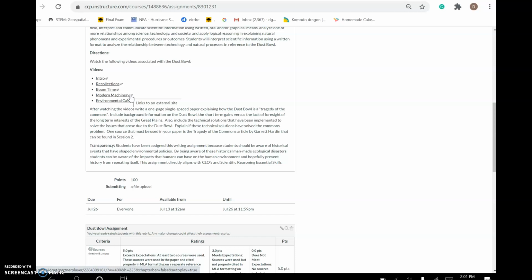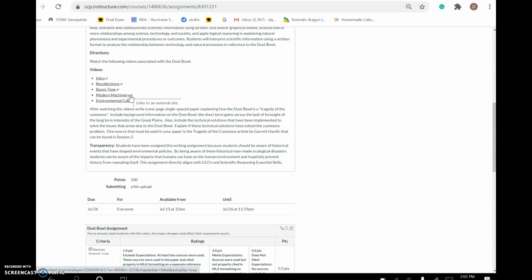Okay, so after watching the videos, write a one-page single-spaced paper explaining the Dust Bowl and how the Dust Bowl is a tragedy of the commons. Include background information on the Dust Bowl, the short-term gains versus the lack of foresight of the long-term interest of the Great Plains. Also include the technical solutions that have been implemented to solve the issues that arose due to the Dust Bowl. Explain if the technical solutions have solved the commons problem.